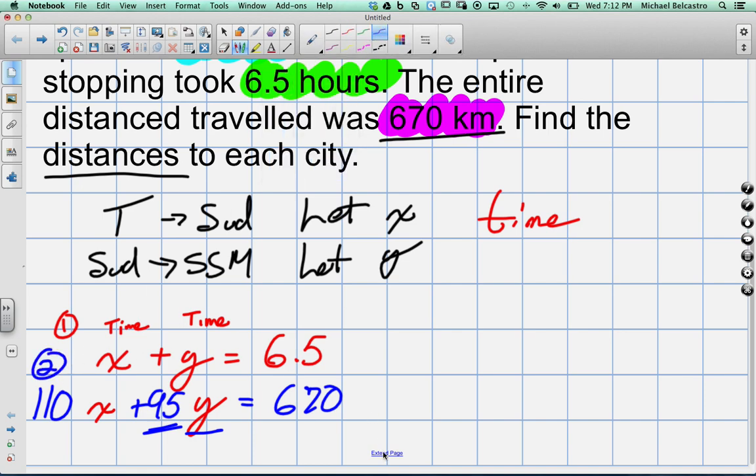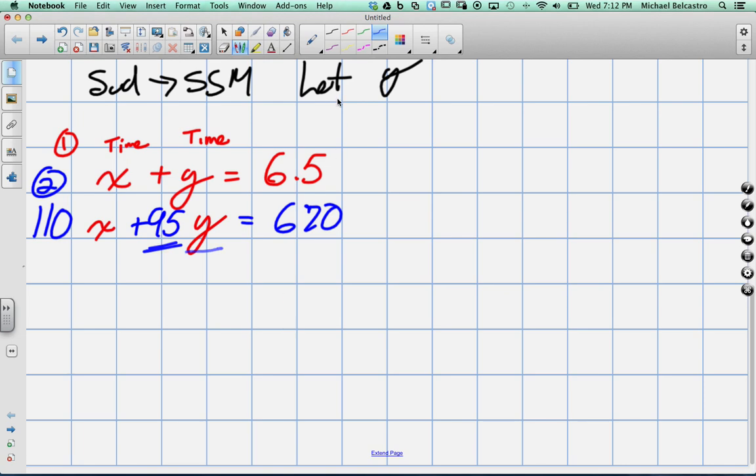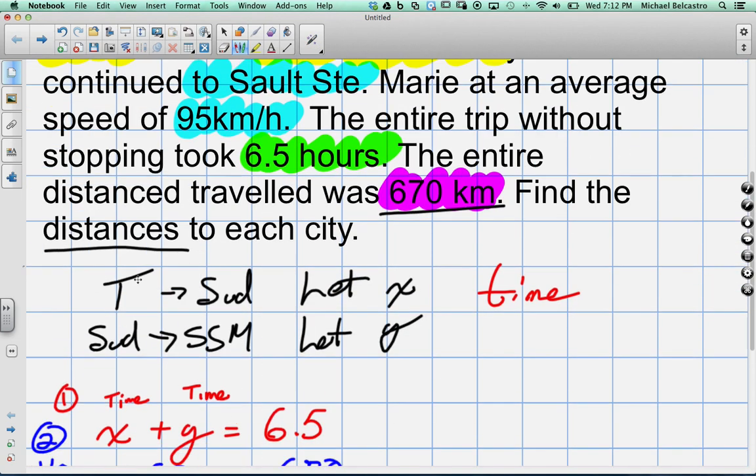Now that we've built the two equations, remember, when we solve x and we solve y, it's actually not what they're asking us. That's only going to give us the times. And then from the times, we'll be able to figure out what the actual distances to each city were. So there's a whole extra part that we'll have to do after we find this linear system.